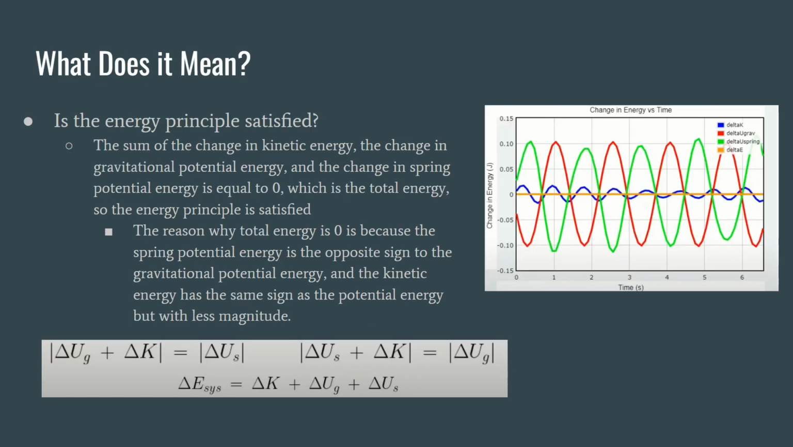The energy principle is satisfied because the sum of the change in kinetic energy, the change in gravitational potential energy, and the change in spring potential energy is equal to 0, which is the total energy change, so it is satisfied. And the reason why the total energy change is 0 is because the spring potential energy is the opposite sign to the gravitational potential energy, and the kinetic energy has the same sign as the potential energy, but with a lot less magnitude, as we can see from the graph and from the equations.